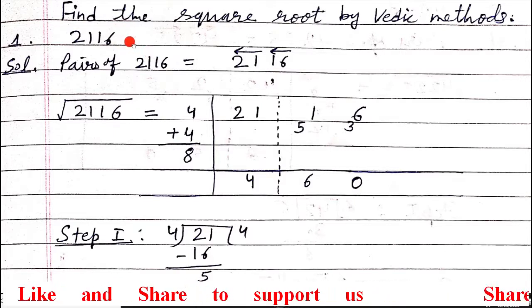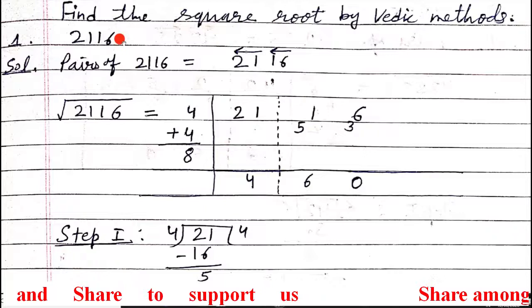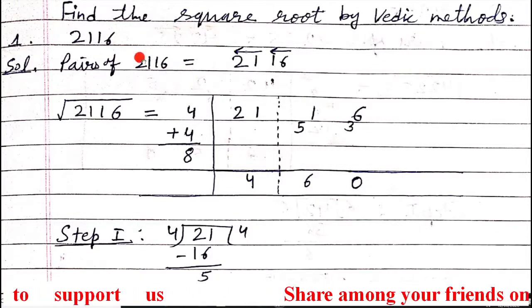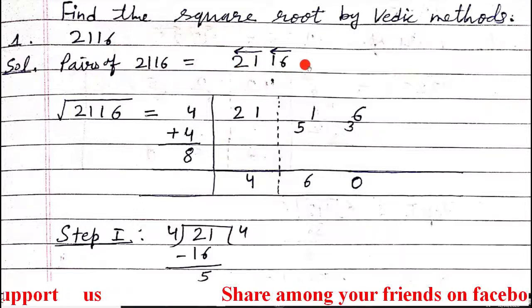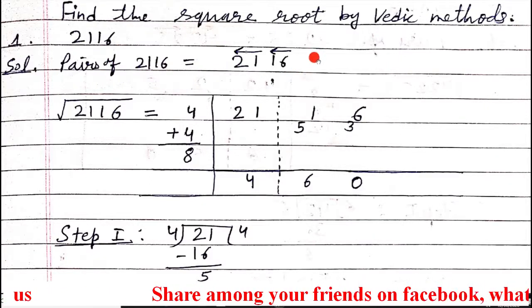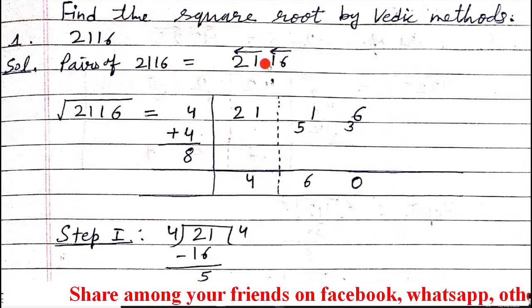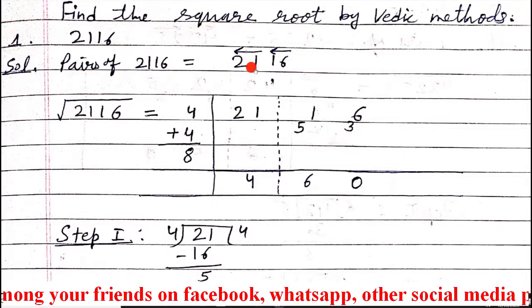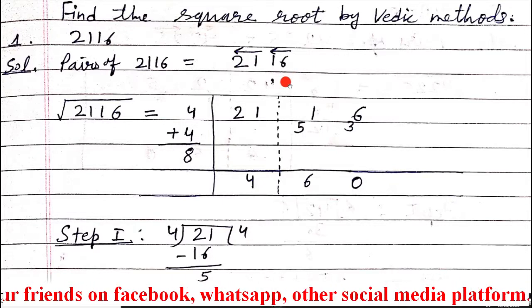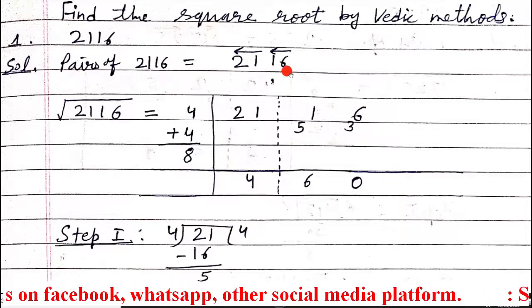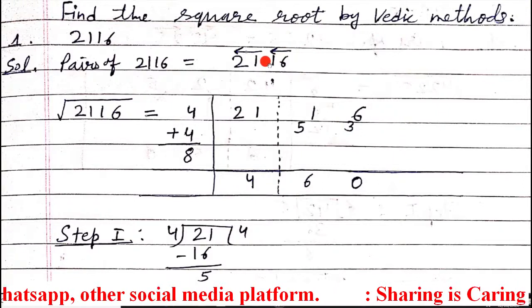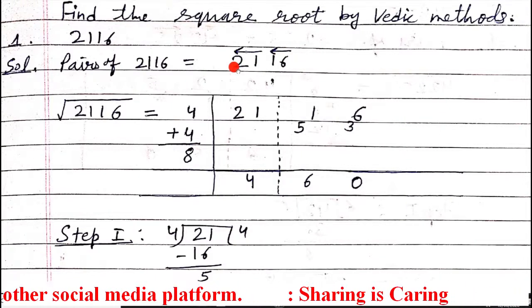We have to find the square root of 2116. Before starting the method, first we have to make the pairs. We have to make pairs of 2 digits from the units place. So 1, 6, that is 16, is the first pair and 21 is the second pair.